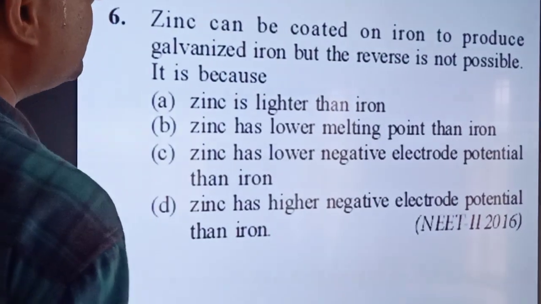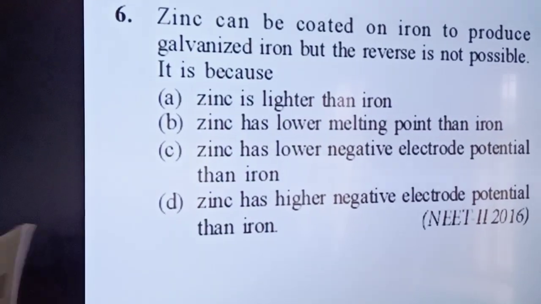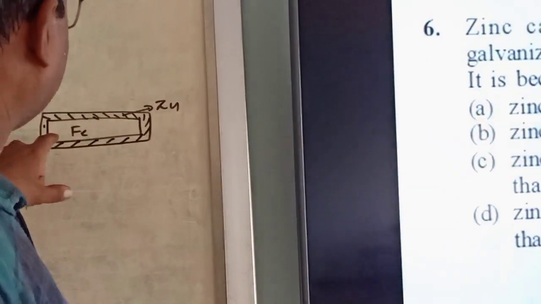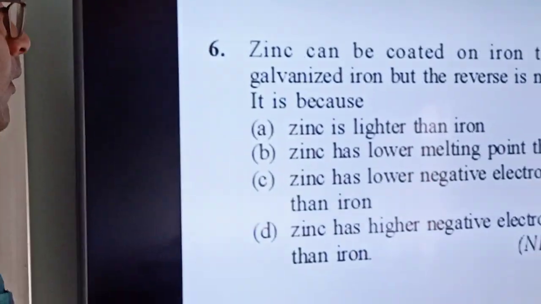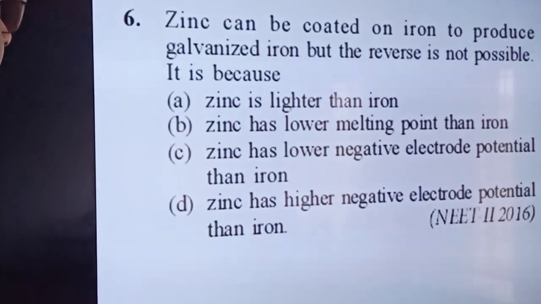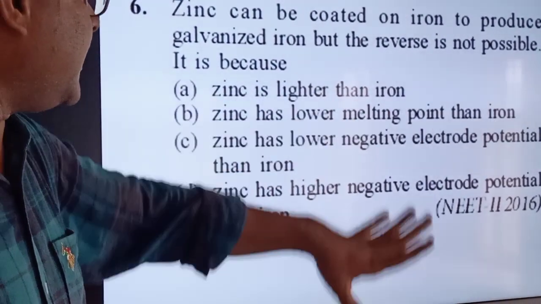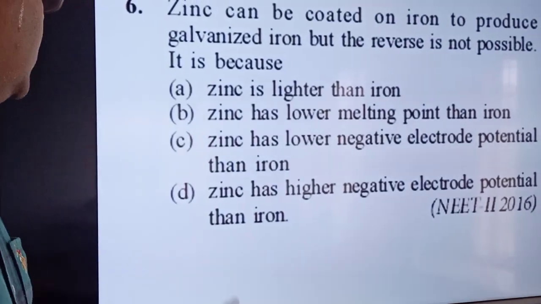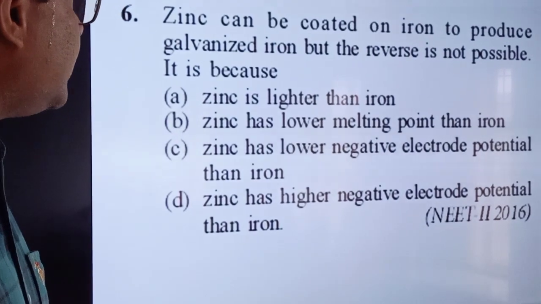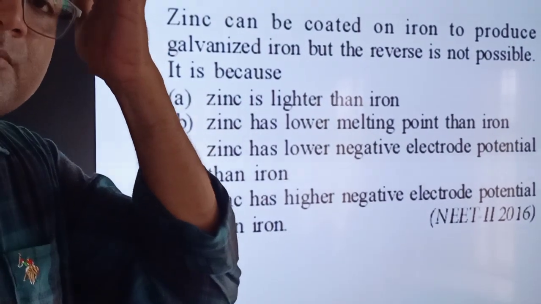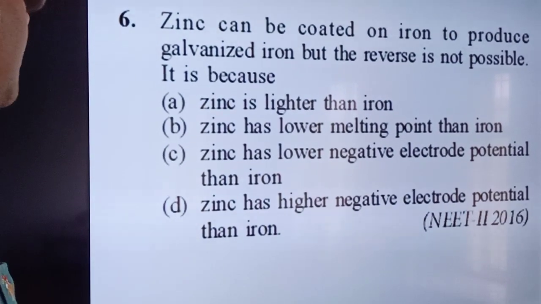But the reverse is not possible. You can't coat iron on the surface of zinc. Why? The reason: is it because zinc is lighter than iron? No, not that option. Zinc has a lower melting point than iron? No. Melting point comes only in alloys, and we are not talking about alloys.